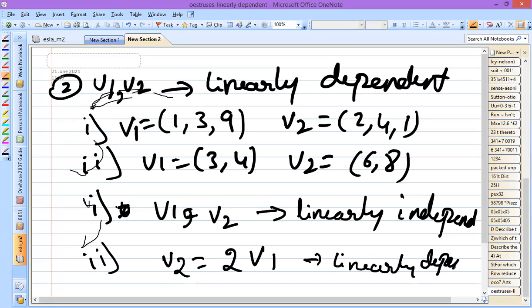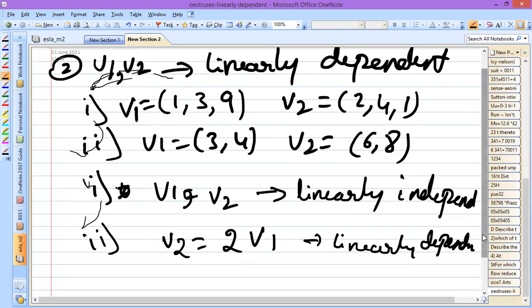If you want to identify dependency directly, this is one property that can be used. We can check whether any elements depend on the elements of the other set. In the first case, the V1 and V2 elements are independent, so both vectors are linearly independent. In the second case, the V2 elements depend on the V1 elements, shown by V2 equal to 2 times V1. So V1 and V2 are linearly dependent vectors. This is one type of problem to identify dependency.